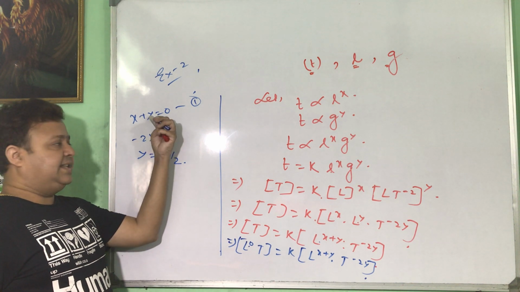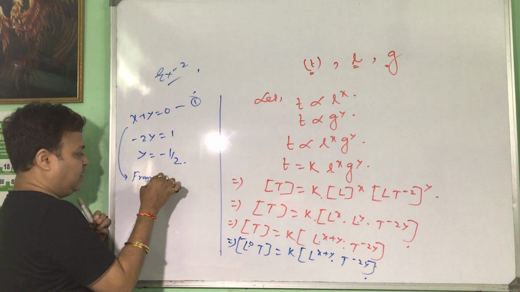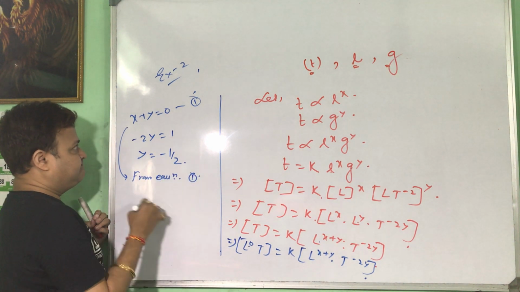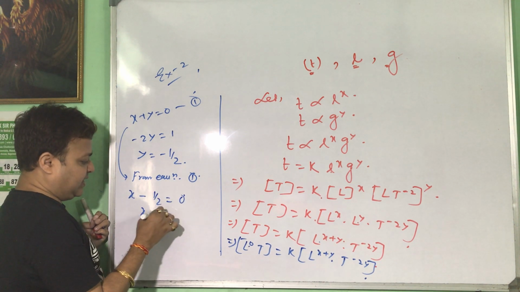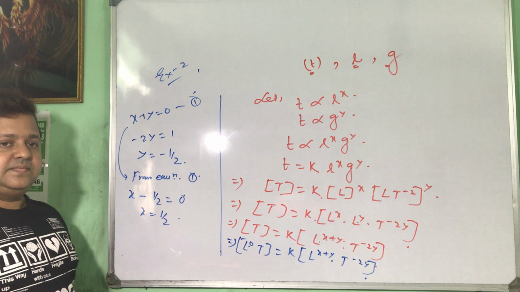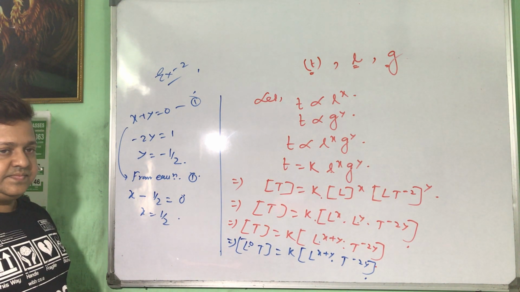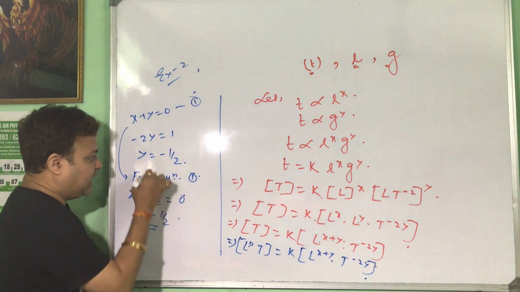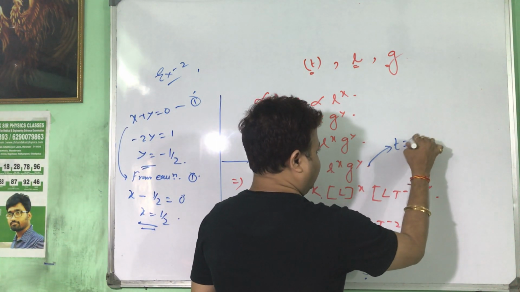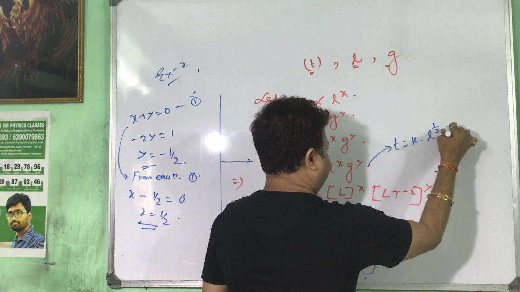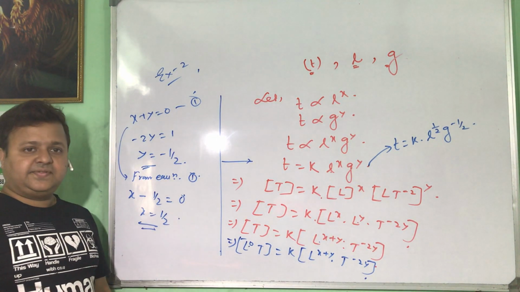Put the value of y in this equation, then from equation 1, x minus half equal to 0, so x becomes half. Then put the value of x and y in this equation, then T equal to K into L to the power half and G to the power minus half, y is minus half.